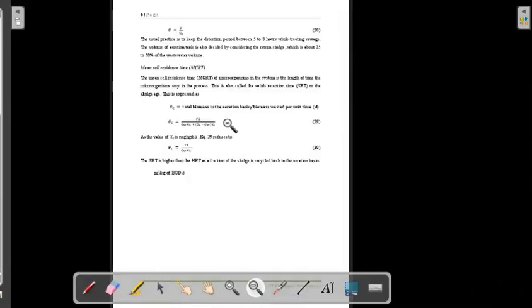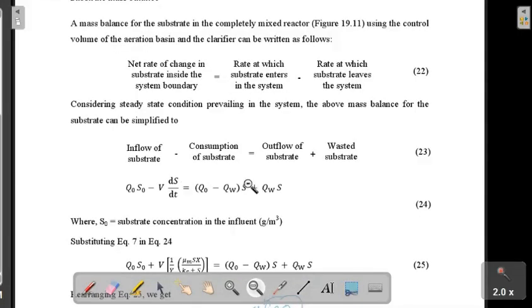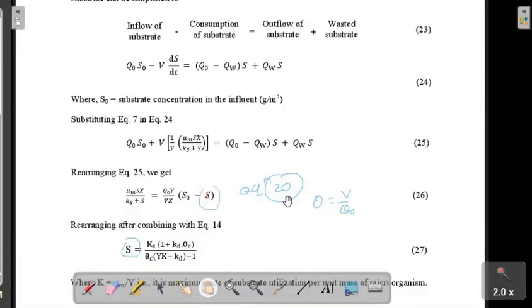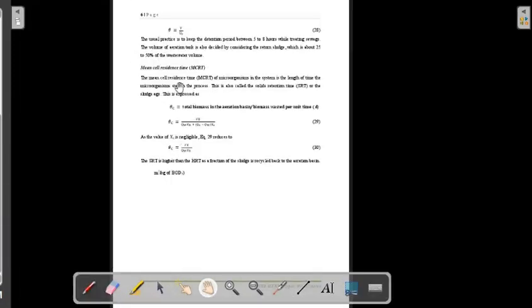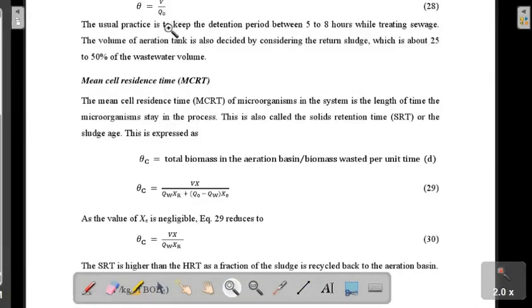After that, we see another term in the calculation. It is the hydraulic retention time, HRT. How to calculate the hydraulic retention time? We have a simple equation, which is V by Q, the volume of the tank upon the volumetric flow rate of the effluent or the influent. That will give theta, the hydraulic retention time. That can be easily calculated.